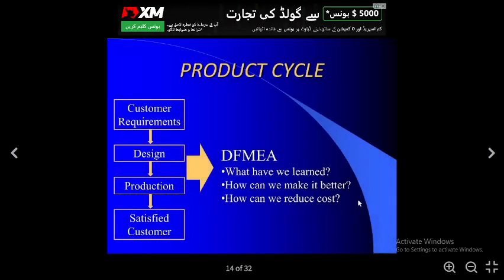Okay. So what have we learned out of it? How can we make it better? This is from the design and production process. The first one was from the customer point of view, and this is from the design and production. How can we make it better, and how can we reduce the cost?